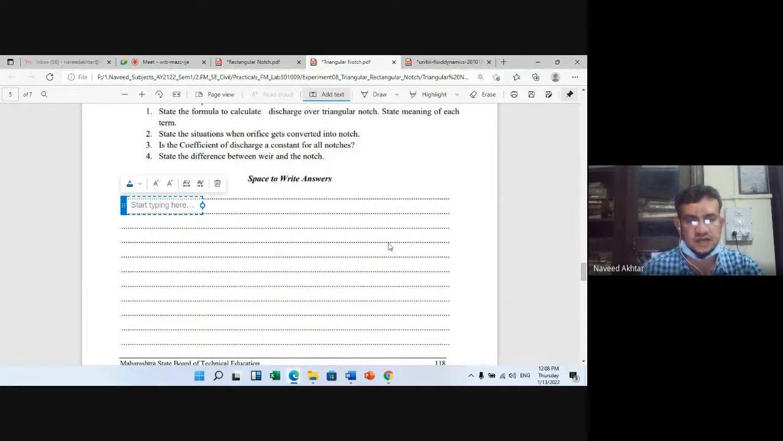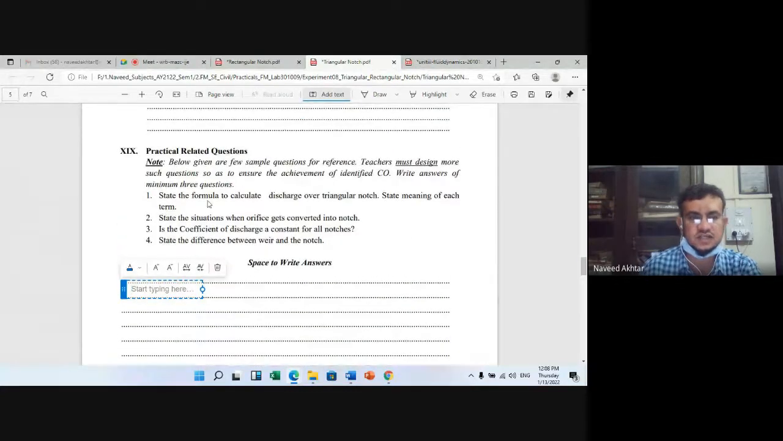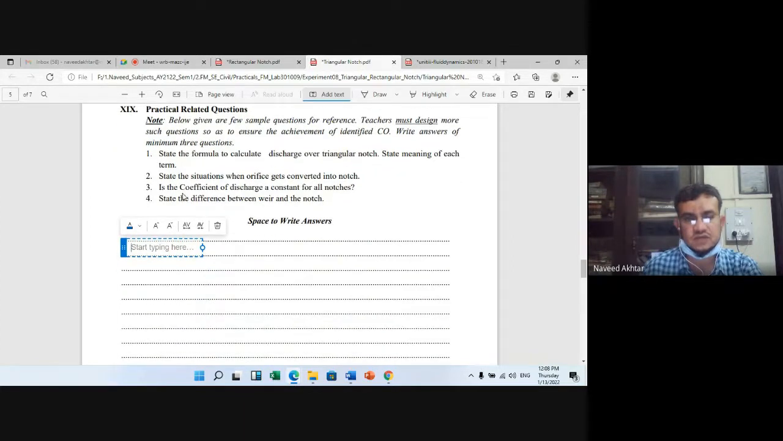By typing you can write down the question and answer. What is the question given, you have to write it: state the formula to calculate the discharge of a triangular notch, and state the meaning of each term. So write the formula, and what is the length, what is H, H is the head, then the width of the notch you need to write down. G is the gravitational acceleration, acceleration due to gravity. All these terms in this formula.